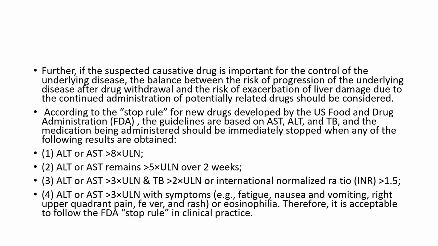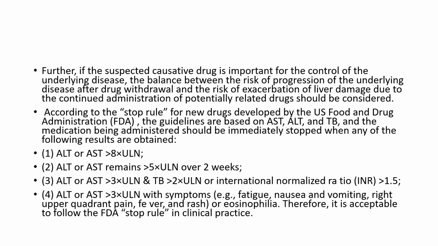According to the stop rule of new drugs developed by the US Food and Drug Administration, the guidelines are based on AST, ALT, and total bilirubin, and the medication being administered should be immediately stopped when any of the following results are obtained. That is, when AST or ALT is more than 8 times the upper limit of normal, AST or ALT remains more than 5 times the upper limit of normal over 2 weeks, AST or ALT is more than 3 times the upper limit of normal, or total bilirubin is more than 2 times the upper limit of normal, or INR is more than 1.5.